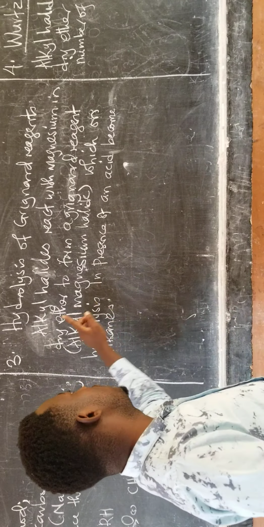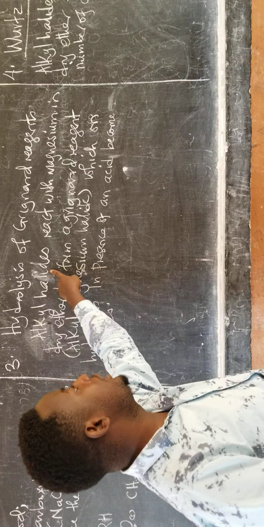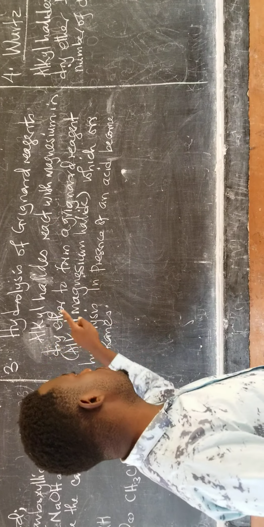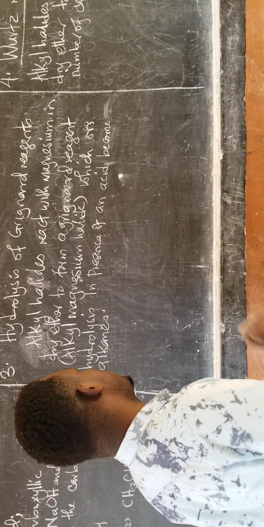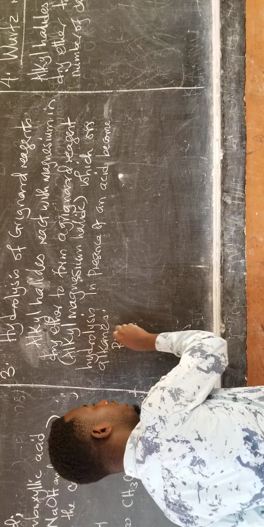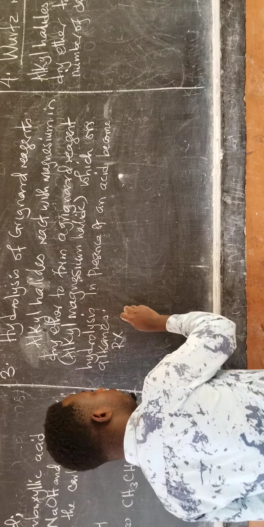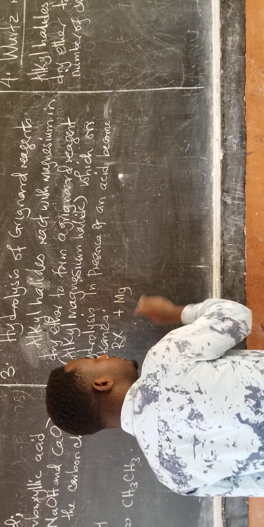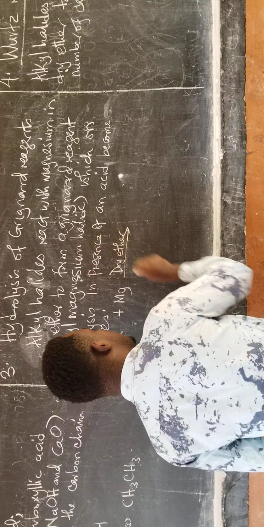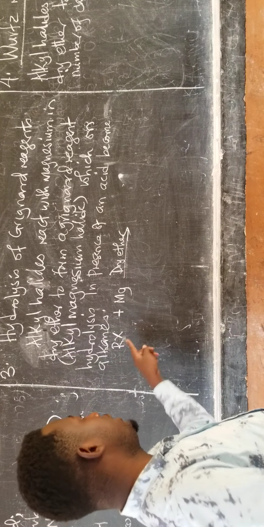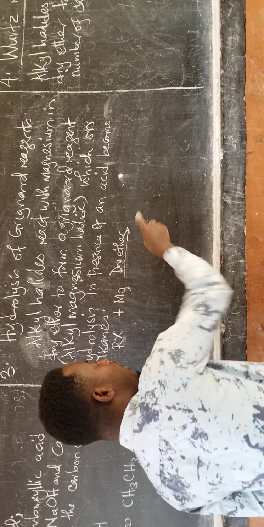Okay, now the third one, we are looking at the hydrolysis of Grignard reagents. Of course, a Grignard reagent is the result of the reaction between the alkyl halide and magnesium in presence of dry ether. In that case, for example, we can have RX, and now we are adding plus magnesium in presence of dry ether. Or some can just write RX, magnesium, dry ether on the arrow.